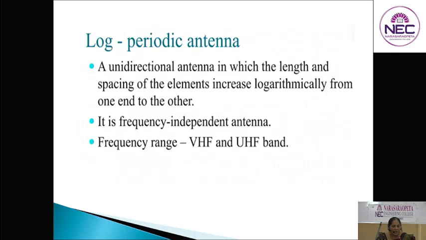Next antenna is the log periodic antenna. A unidirectional antenna in which the length and the spacing of the elements increase logarithmically from one end to the other is the log periodic antenna. It is a frequency independent antenna. The frequency range covers VHF and UHF bands.